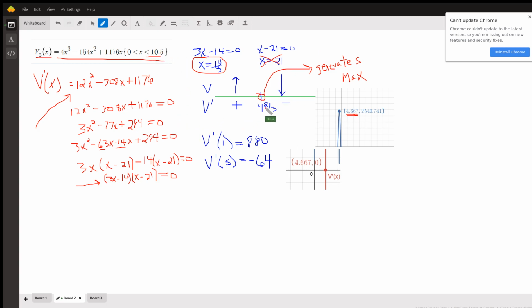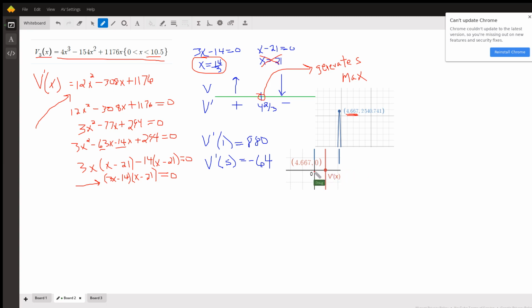To prove that that generates a maximum, we could use the first derivative test, find out that 4 2/3 was the critical number. So to the left of 4 2/3, like 1, V prime of 1 is positive. So the function is increasing, and that's what this picture shows right here. And to the right of 4 2/3, like 5, the first derivative is negative, so the original function is decreasing. That's what this shows right here.